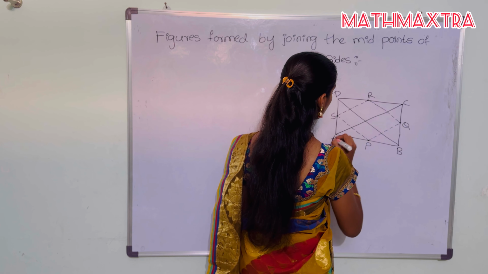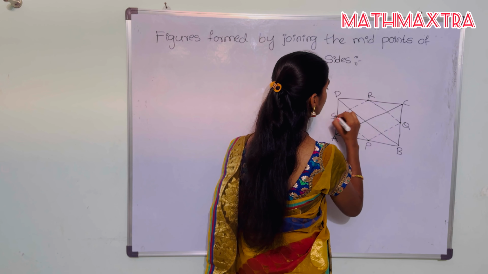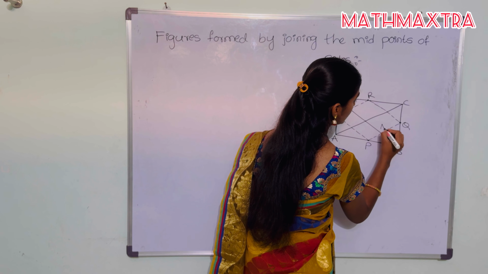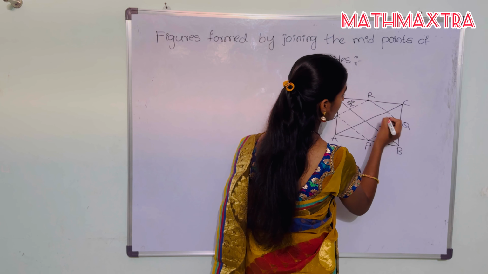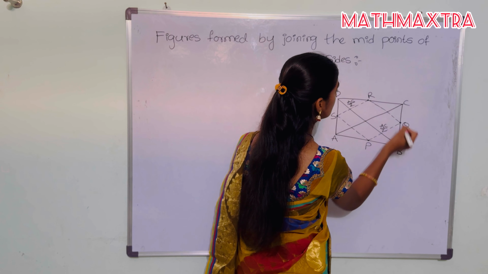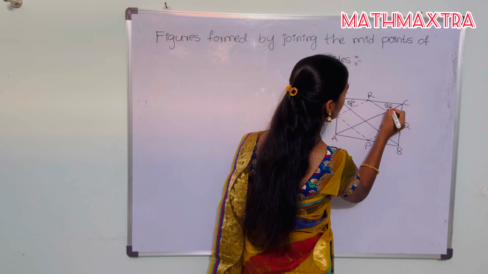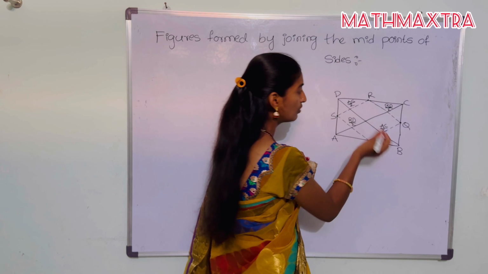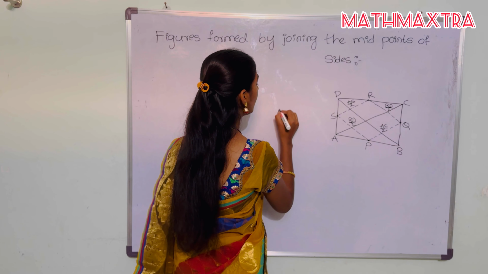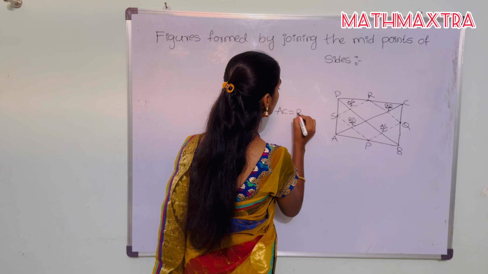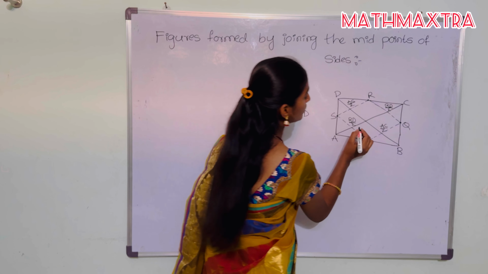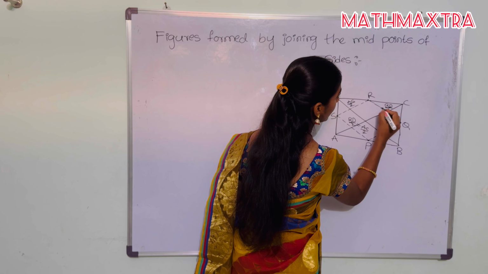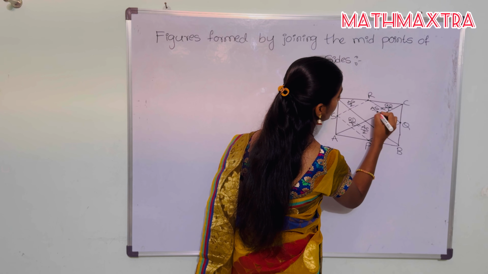So if you consider ADC triangle, this RS length is automatically AC by 2 and this is also AC by 2. And if you consider this BDC triangle, this length is BD by 2 and this is also BD by 2. But we know that in the rectangle, diagonals are always equal. AC is equal to BD. So this will automatically equal AC by 2 and this is also equal to AC by 2.